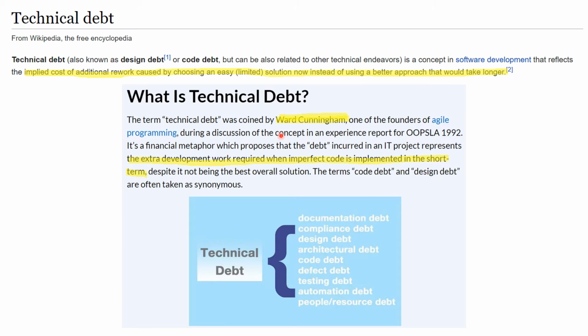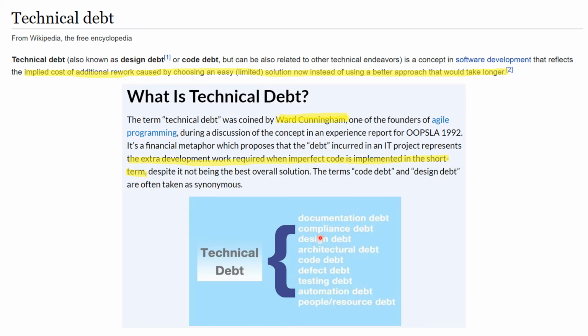So technical debt was coined by Ward Cunningham, one of the founders of agile programming. The extra development work required when imperfect code is implemented in the short term, right? That's called technical debt, right? So you cannot do this often actually. You cannot implement bad code that's going to work for a short term. It will create a lot of technical debt.